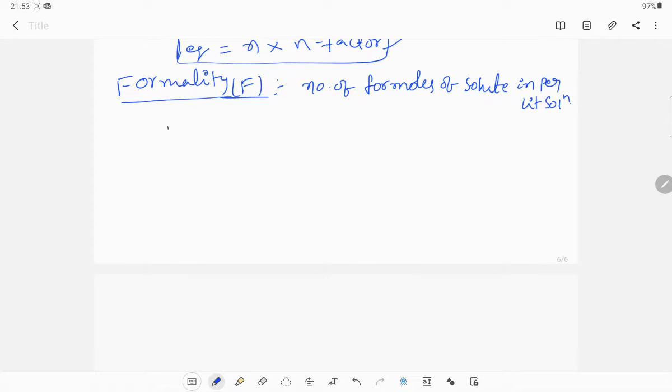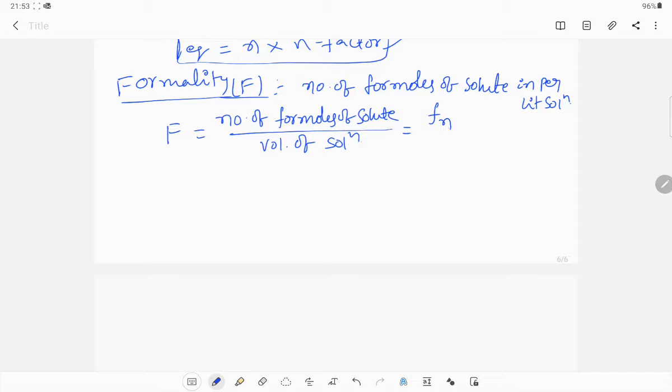See, I am writing the mathematical expression. Formality is equal to the number of formula moles of solute divided by the volume of solution. Formula moles of solute is represented with capital N, divided by volume with V.